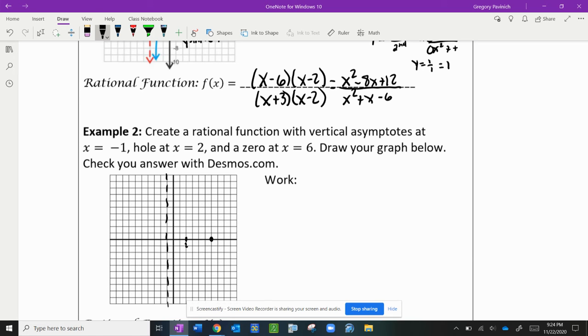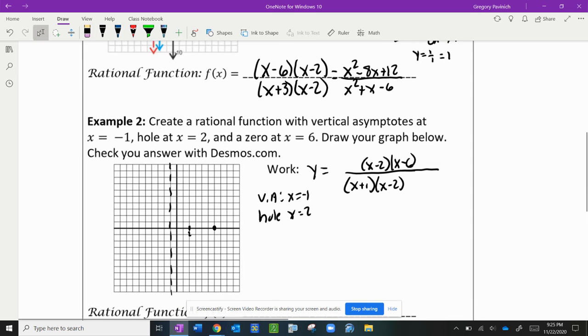So the first thing that I want to do is say y equals, have a vertical asymptote at x equals -1. So that's going to be an x plus 1. I have a hole at x equals 2, so I have an x minus 2 on the top. And I'm going to need an x minus 2 on the bottom and top, so that x minus 2 reduces out, creating a hole. And then I have an x-intercept at x equals 6, so I have an x minus 6. And I think that's it.